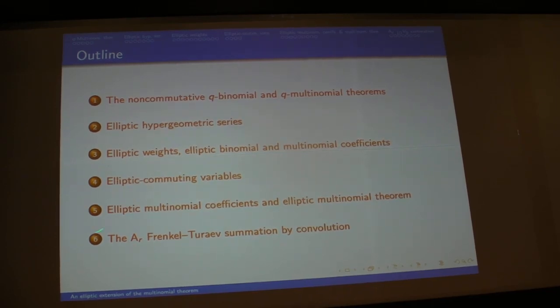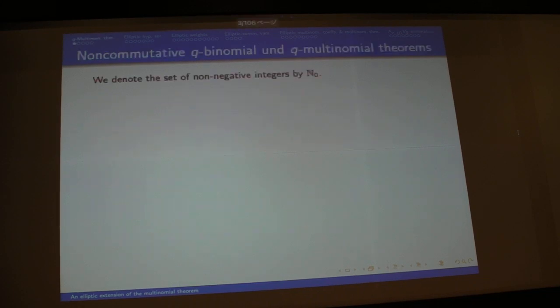I will explain what elliptic commuting variables are, so they will be extensions of Q commuting variables. And then you will see what the elliptic multinomial coefficients are. These are closed form products consisting of theta functions, and the elliptic multinomial theorem you will see with application, as I mentioned.